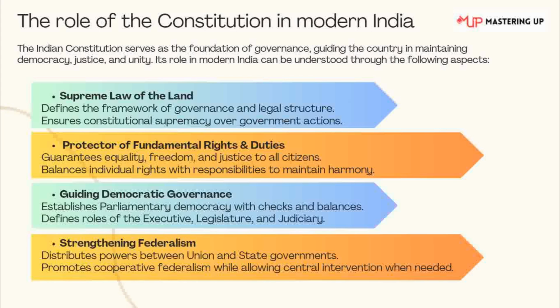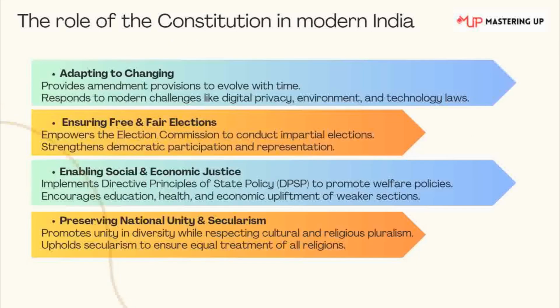Guiding democratic governance: establishes parliamentary democracy with checks and balances, and defines the roles of the executive, legislature, and judiciary. Strengthening federalism: distributes powers between union and state governments, and promotes cooperative federalism while allowing central intervention when needed. Adapting to changing times: provides amendment provisions to evolve with time in response to modern challenges like digital privacy, environment, and technology laws.